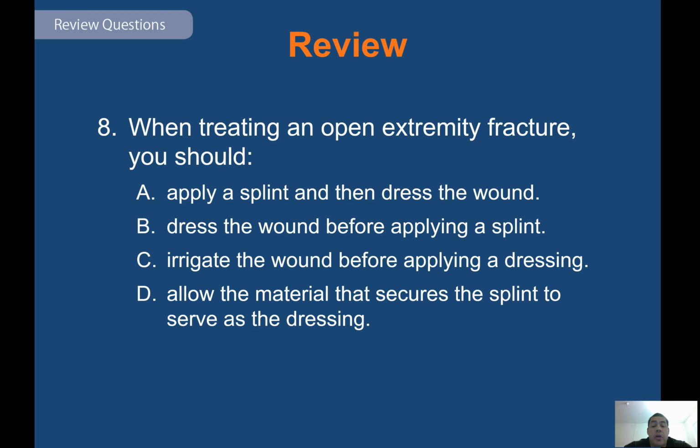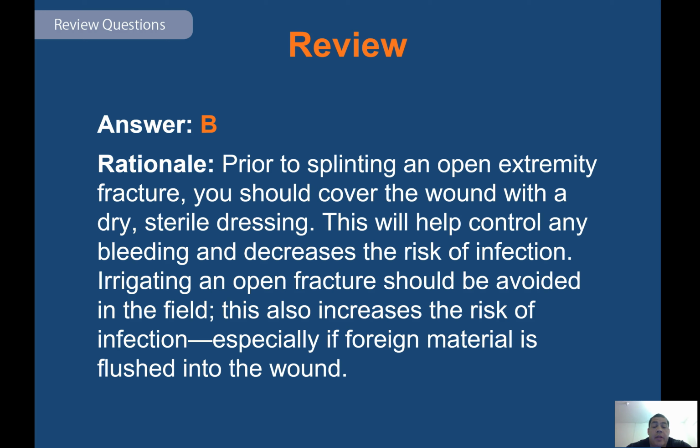When treating an open extremity fracture, you should... So B, prior to splinting an open extremity fracture, you should cover the wound with a dry, sterile dressing. This will help control any bleeding and decreases the risk of infection. Irrigating an open fracture should be avoided in the field. This also increases the risk of infection, especially if foreign material is flushed into the wound.